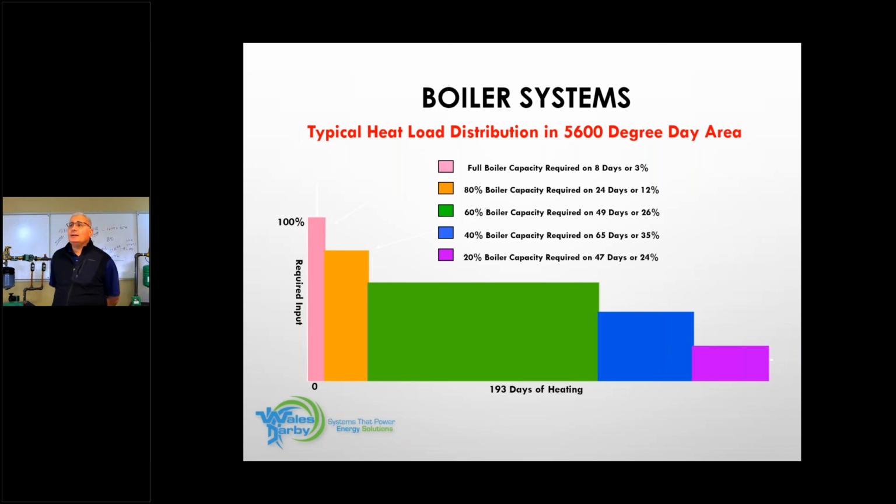You can see on this chart here, that green area, that's the most days of heating. And that green area is telling you that 60% boiler capacity will be required for 49 days. 40% boiler capacity will be required at 65 days. All right. Only 3% of the time will we need full capacity. So this is why condensing boilers can be a huge advantage, because most of the time we're not going to be anywhere near full capacity, and I can have that boiler condensing, if not all the heating season, a majority of the heating season. All right, take advantage of that.